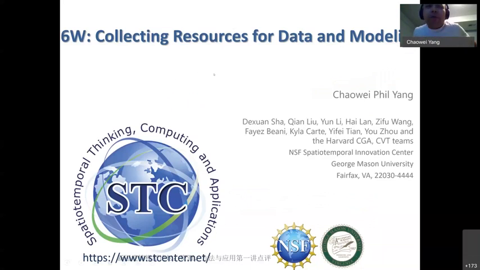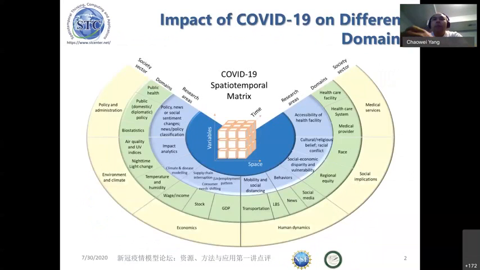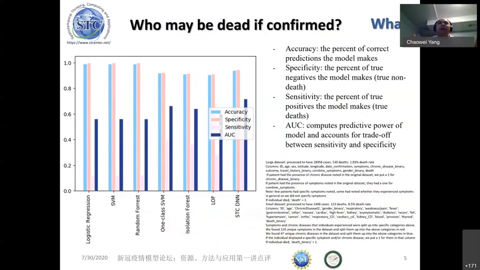Okay, yeah, so I want to look at this from a broader perspective. Why are we doing this, collecting the data, doing the modeling, answering this from 6Ws? We know that it's a global challenge. It touches on almost every aspect of our life and of what we do. For example, medical services, the cases, social implications and human dynamics, economics, environment and climate, and also policy and administration. For almost every one of these, Dr. Guan and Dr. Hu have been collecting data sets, sharing them, and also providing some examples. It's really very broad, I think it's a gold mine for understanding and researching COVID-19.